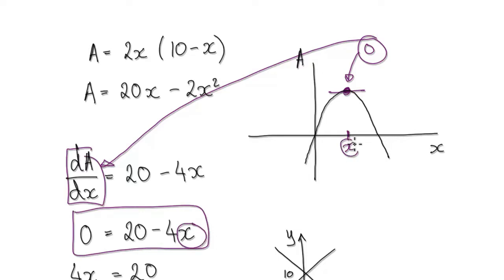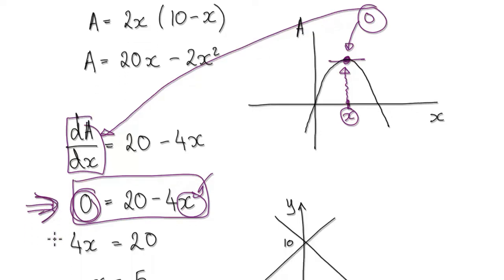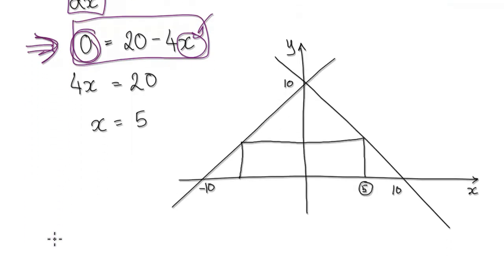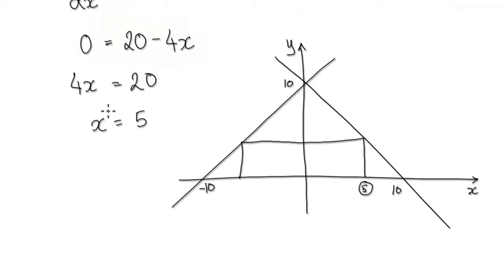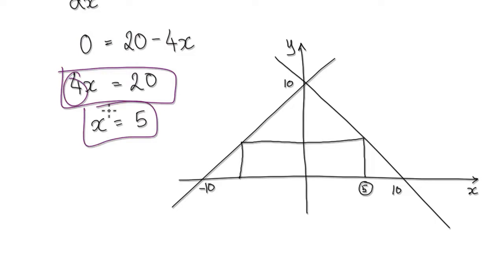At this point here, it will have a gradient of 0. So find the value of x where the gradient will be 0. Our next task is to solve this. Now add 4x to both sides. That will then give you this. Divide by 4. So x equals 5.